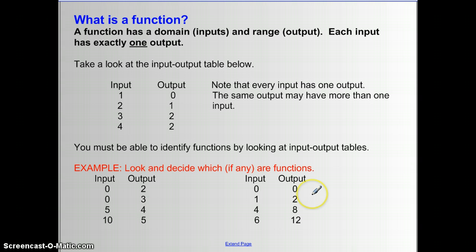If you look at the second one, for every input, 0, 1, 4, 6, you have exactly one output. So the second one is a function. Okay?